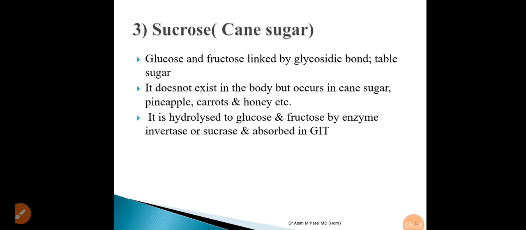The third example is sucrose, also known as cane sugar. Glucose and fructose are linked by a glycosidic bond in the sucrose molecule, and it is a common table sugar. It does not exist in the body but occurs in cane sugar, pineapple, carrots, honey, etc. Sucrose is hydrolyzed to glucose and fructose by the enzyme invertase or sucrase, and then absorbed in the gastrointestinal tract.